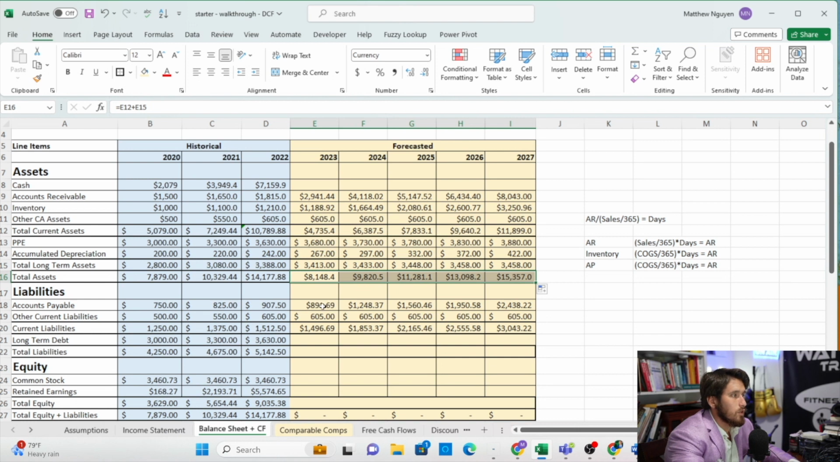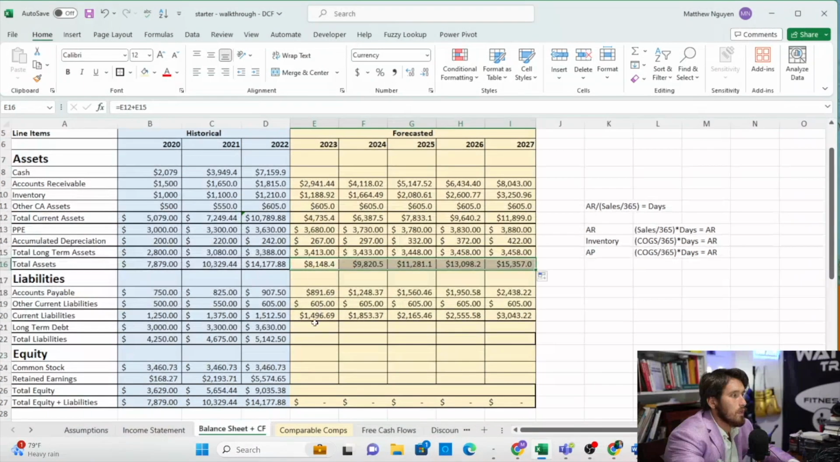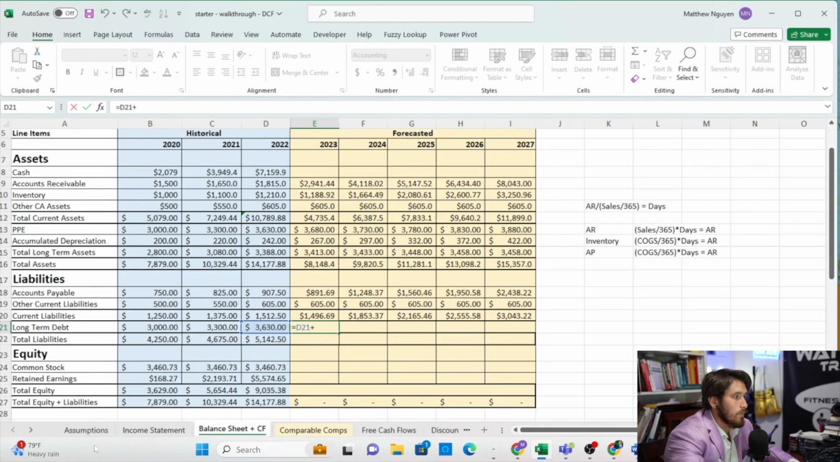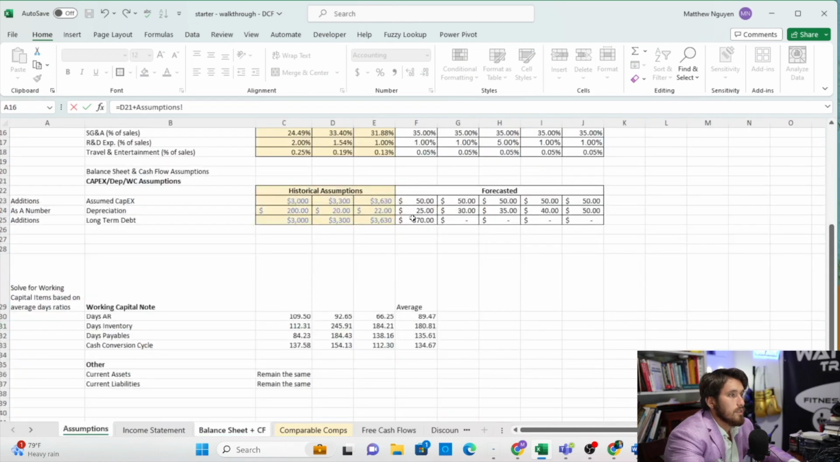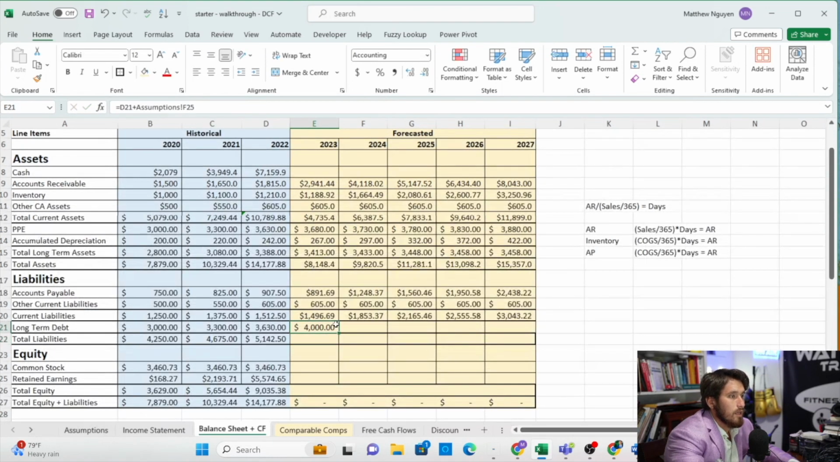So let's do it. All right, accounts payable. We have our current liabilities. Our long-term debt is going to be increased the same way. Looks like we got a nice little debt here where we're not going to have any interest. So looks good to me. I like that. So our debt will stay the same.